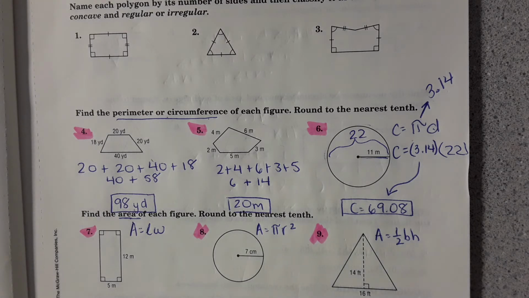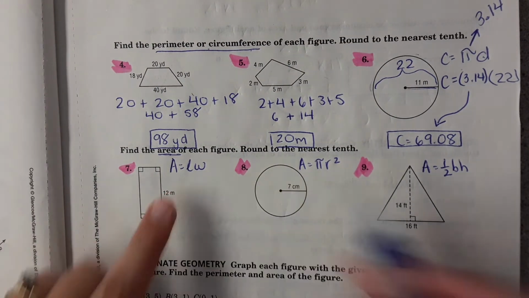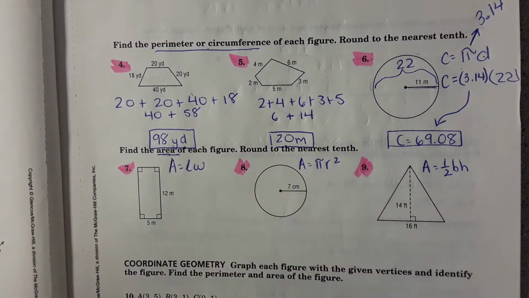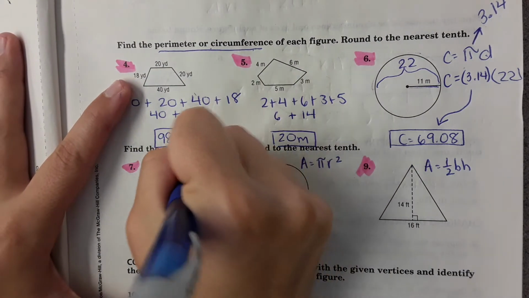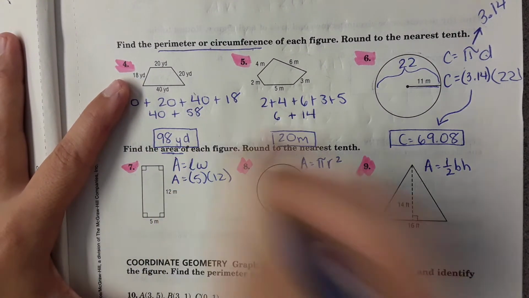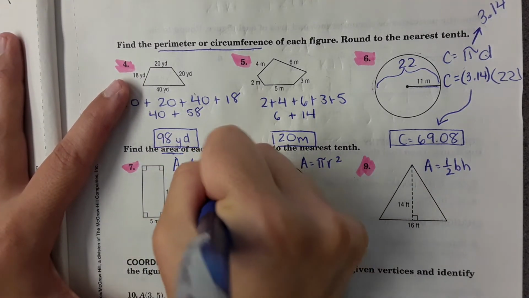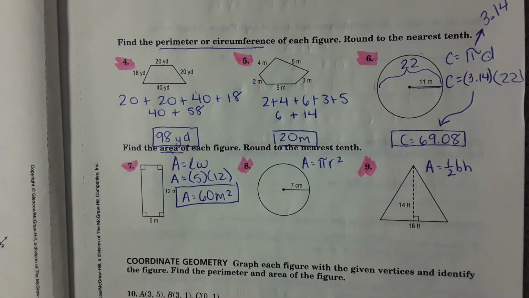Okay. The next 3 problems, you were asked to find area of the figure. Now I wrote down the equations here, and every time you solve for area or volume or surface area, first start by writing down that equation. Then you can plug your numbers in. So here, I would just do 5 times 12, the length and the width of the rectangle, and you get 60 meters squared. Because of its area, square units.